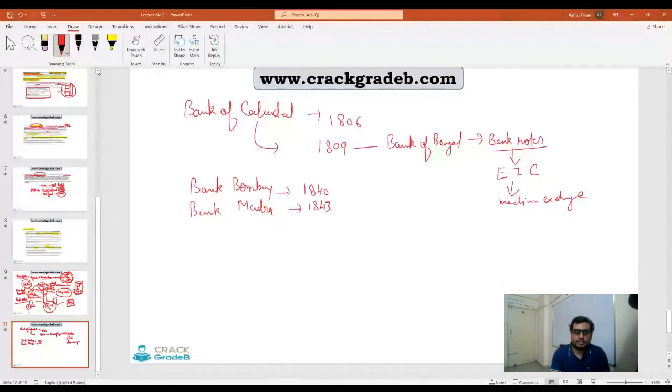So three banks, the Bank of Bengal. Actually, the Bank of Bengal was established as the Bank of Calcutta. Later in 1809, it got the status of what?